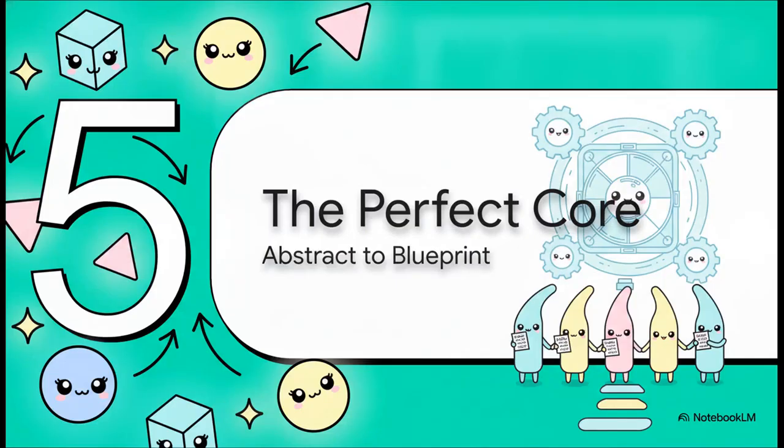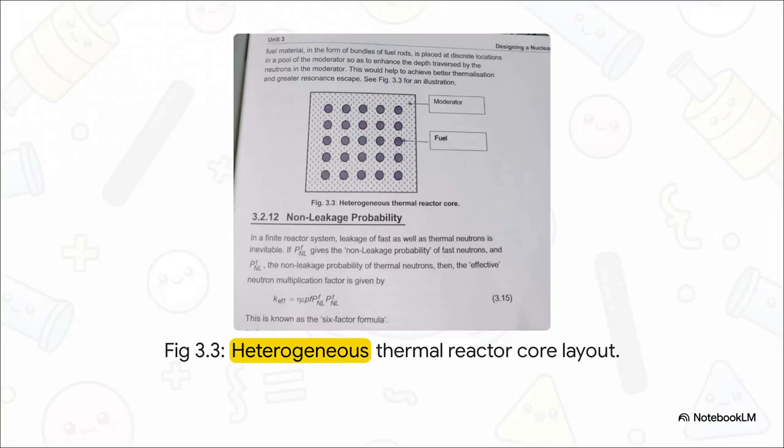And finally, part 5, designing the perfect core. Now, what's really interesting about this slide is, well, this is the climax of our explainer. How do engineers actually take these abstract probabilities, factors, and ratios and use them as a blueprint to literally build a physical reactor core? Take a close look at this diagram. It's a physical manifestation of all our equations arranged into a neat, orderly lattice. This specific layout is what's called a heterogeneous thermal reactor core.